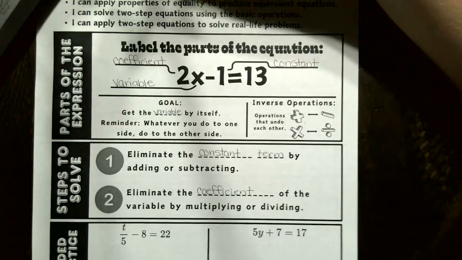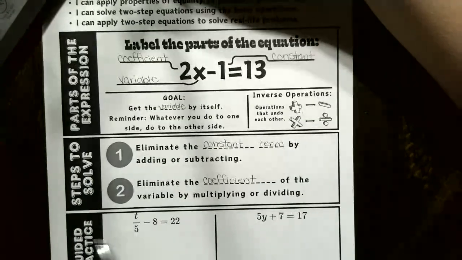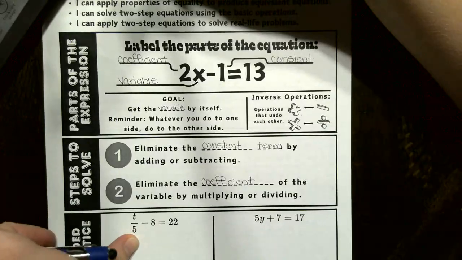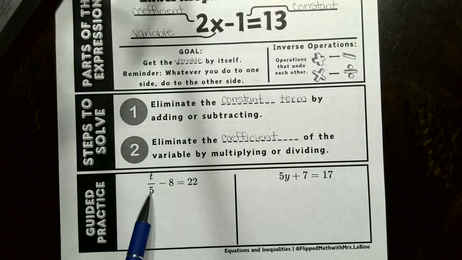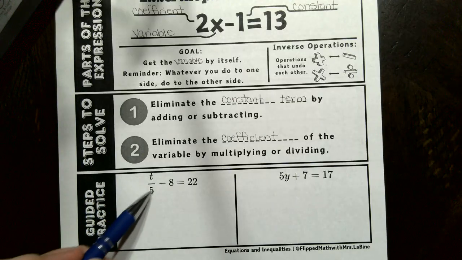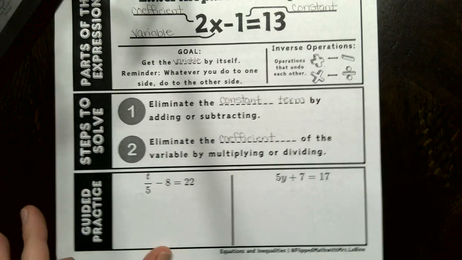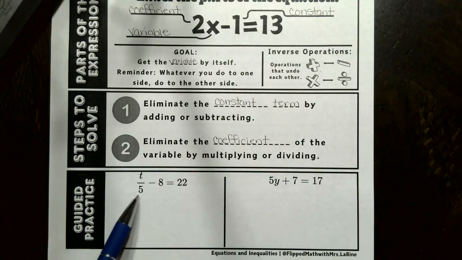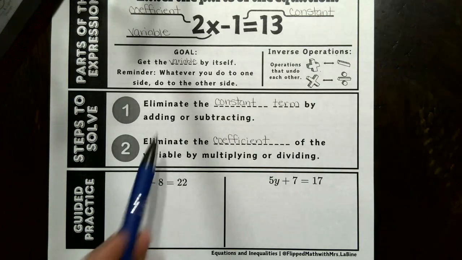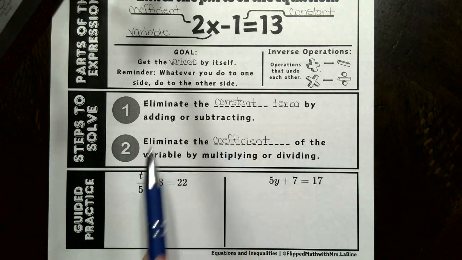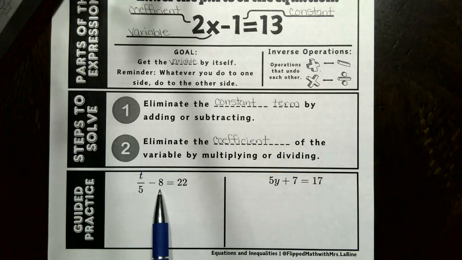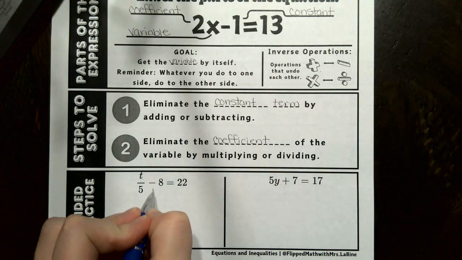Let's try it out here at the guided practice on the bottom. Our first problem is t over 5, which, remember, a fraction is just another way of writing division. So t over 5 minus 8 equals 22. My first step is to eliminate the constant term by adding or subtracting. In this problem, the constant term is 8. I have to do the inverse operation, and since it's already subtraction, the inverse operation would be addition.